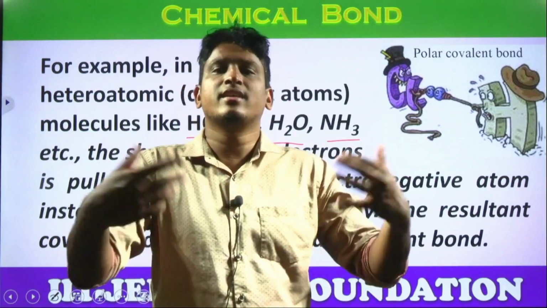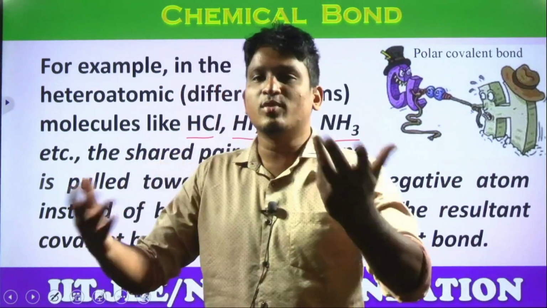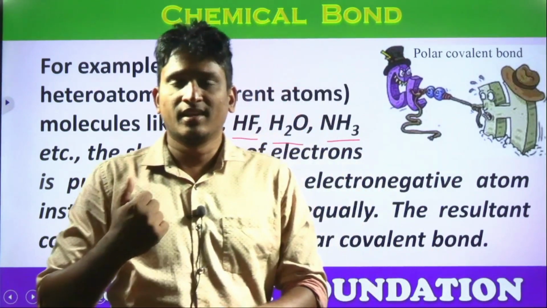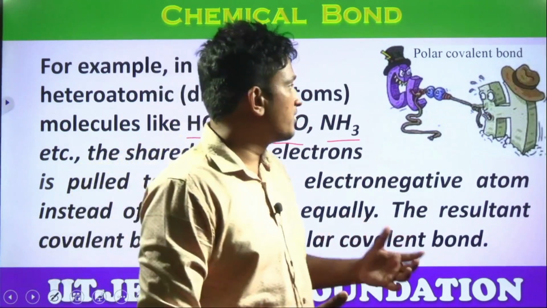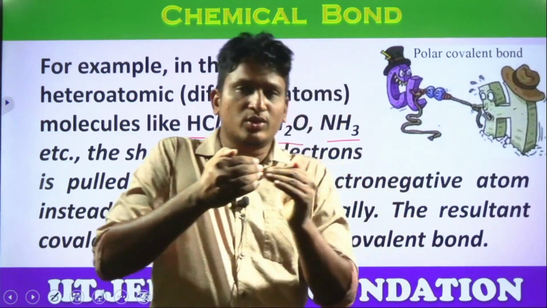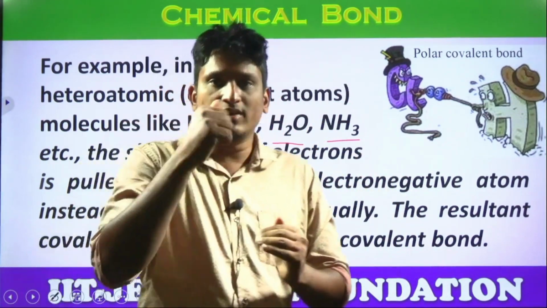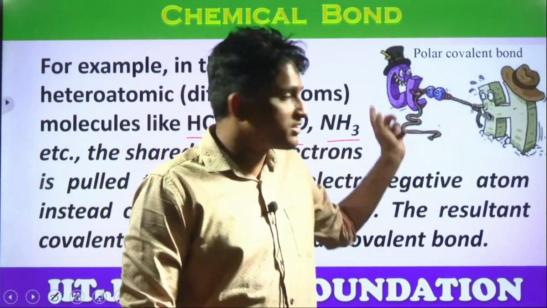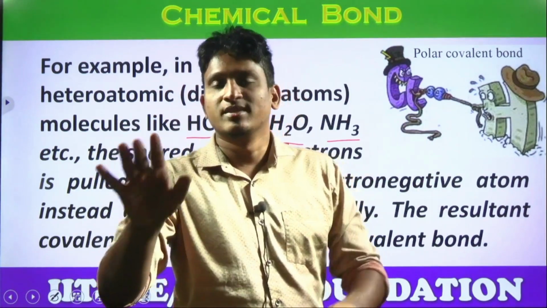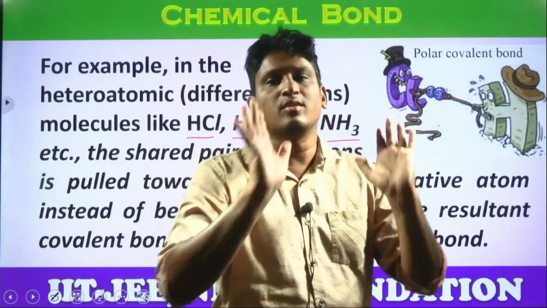So which element will attract towards itself? The element with higher electronegativity. In these two elements, which is the more electronegative element? Chlorine. Chlorine is the more electronegative element. So the electron pair is shifted more towards the chlorine side. Does it mean chlorine is gaining electrons? No. Does it mean hydrogen is losing electrons? No. Simply the electron pair is more towards the chlorine side, that's it.